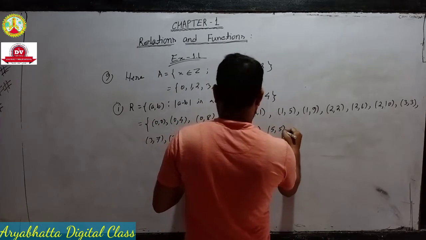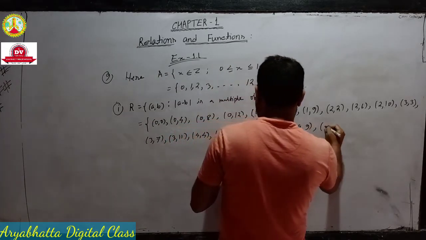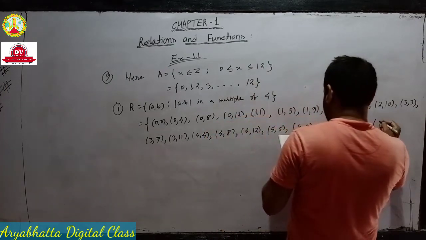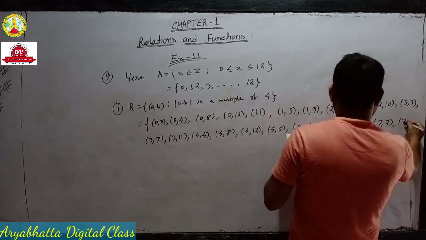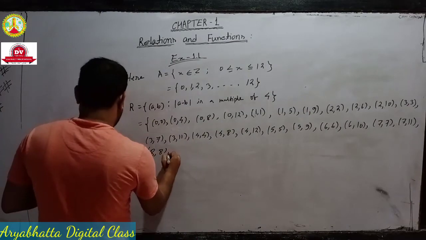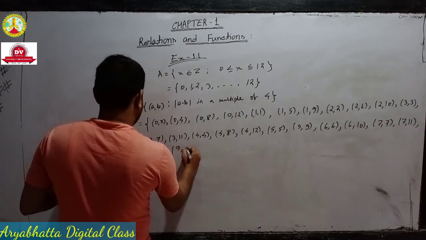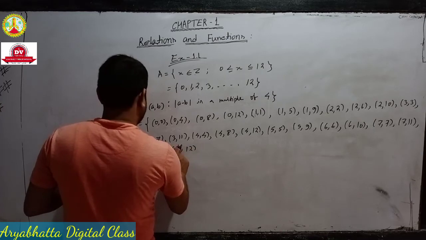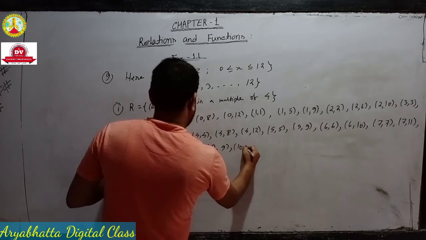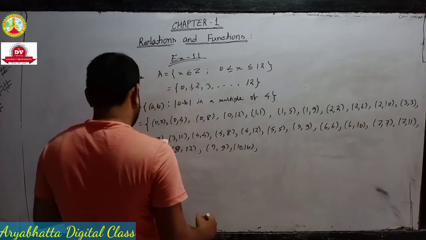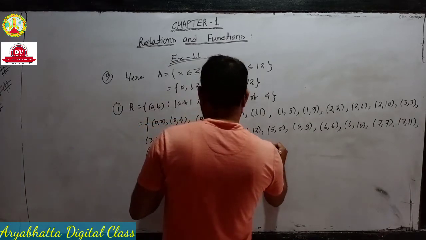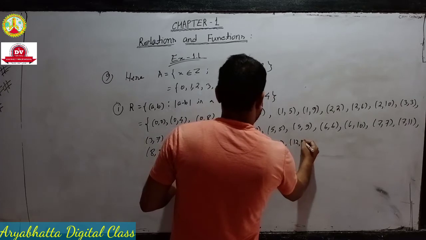(5, 5), (5, 9), (6, 6), (6, 10), (7, 7), (7, 11), (8, 8), (8, 12), (9, 9), (10, 10), (11, 11), (12, 12).